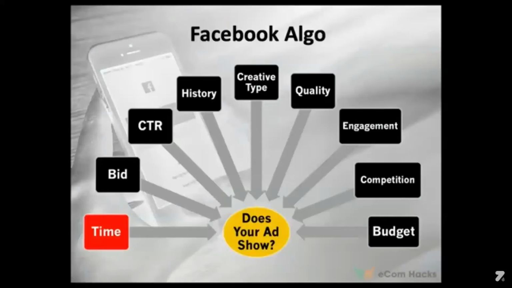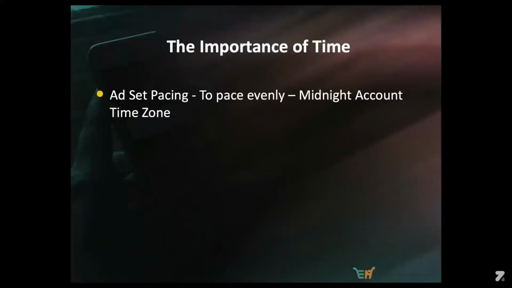Next, I want to go over the algorithm. These are in no particular order. First part of the algorithm is time. I use time in a loose way, but for multiple things. So the first way would be what time you start your ad set.